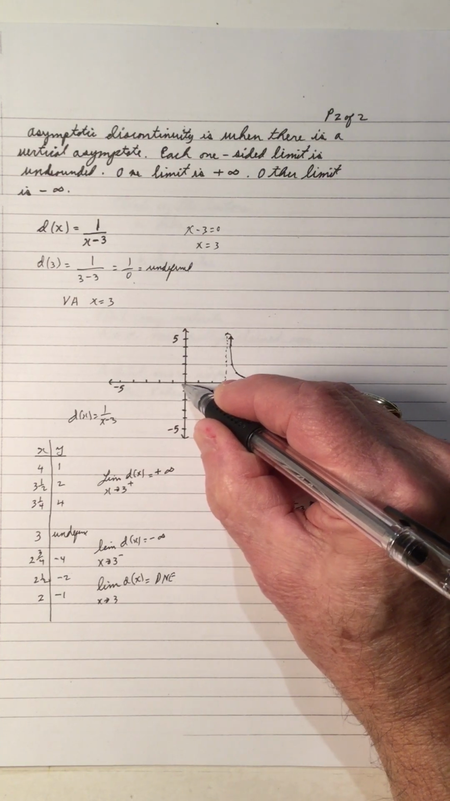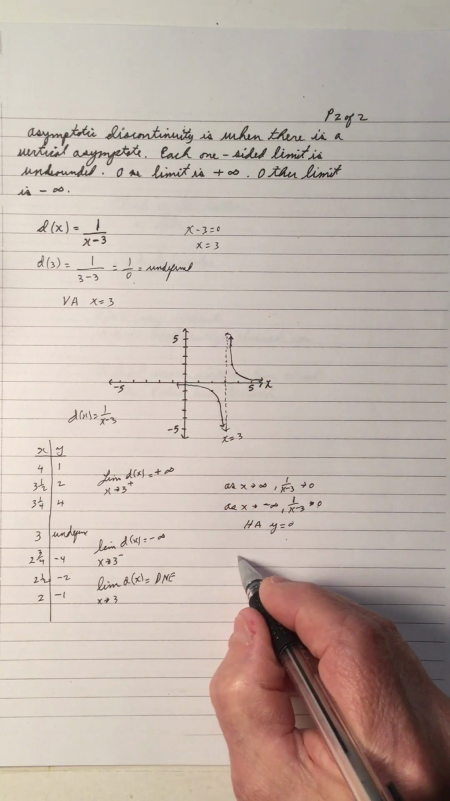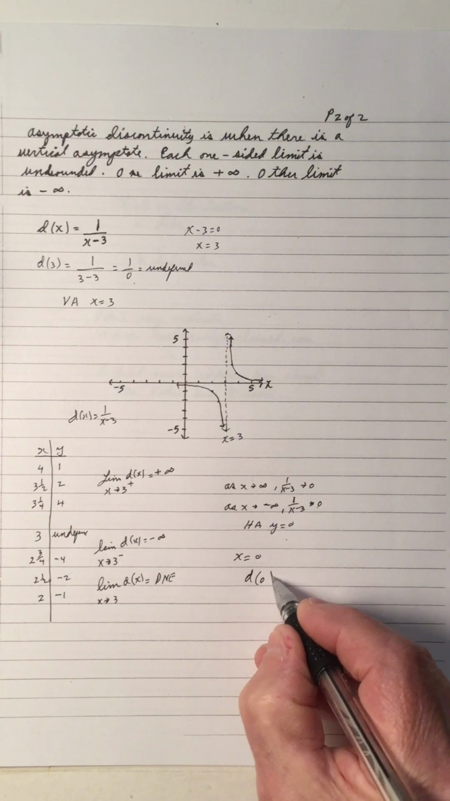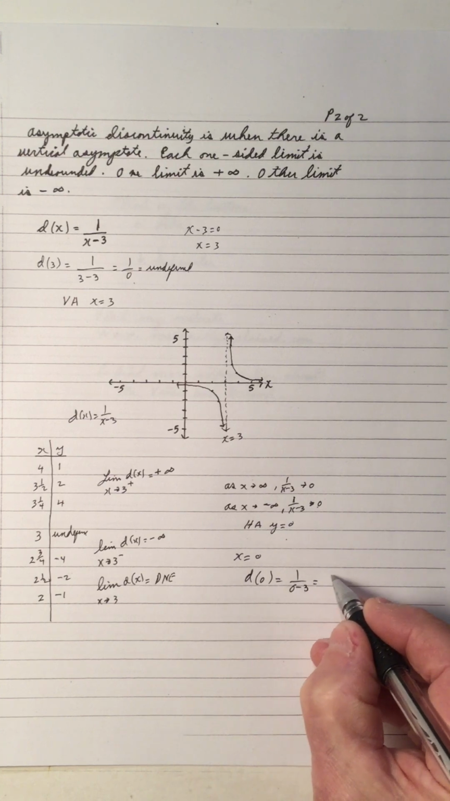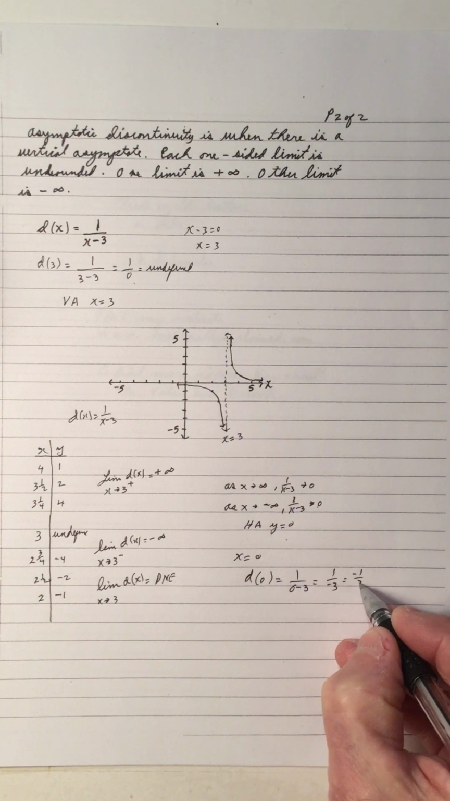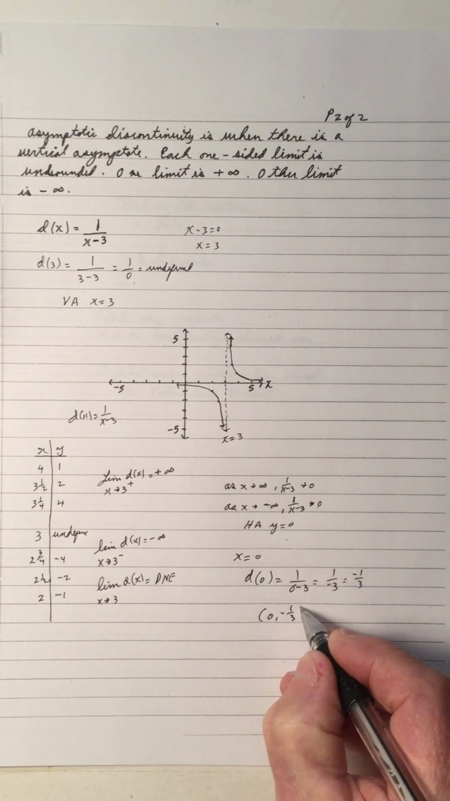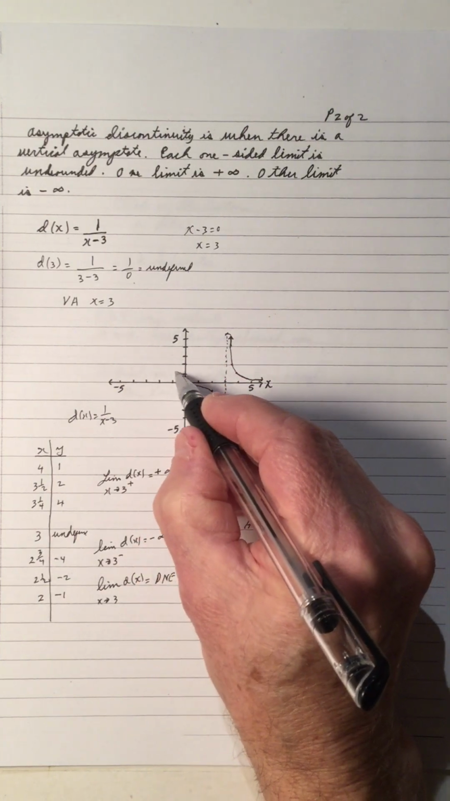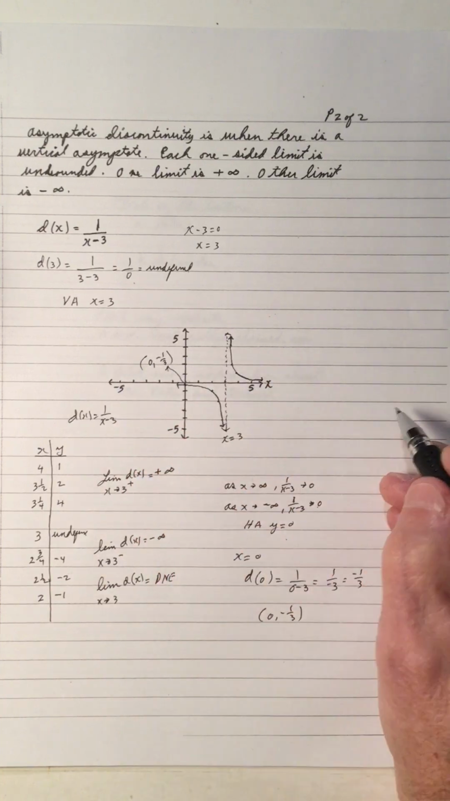We'd like to find out what this point is. So let's let x equal 0. d of 0 equals 1 over 0 minus 3. So that's 1 over negative 3, which is negative 1/3. So d of 0 is negative 1/3. This point right here is 0, negative 1/3.